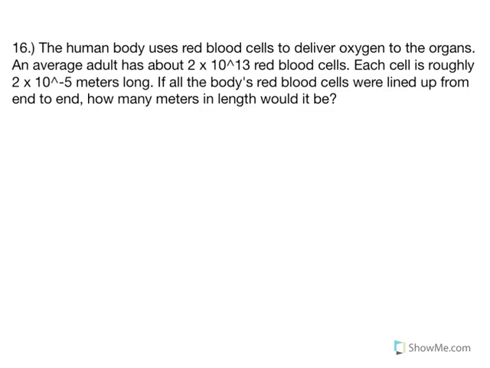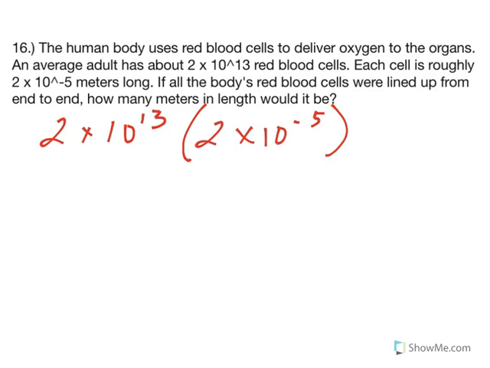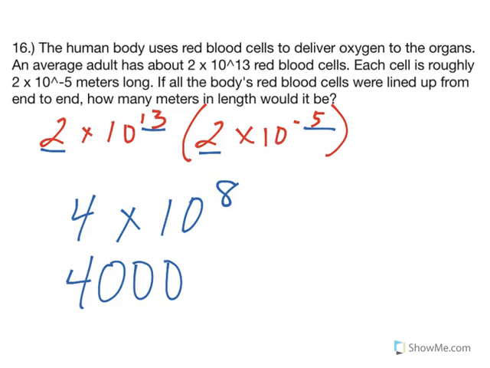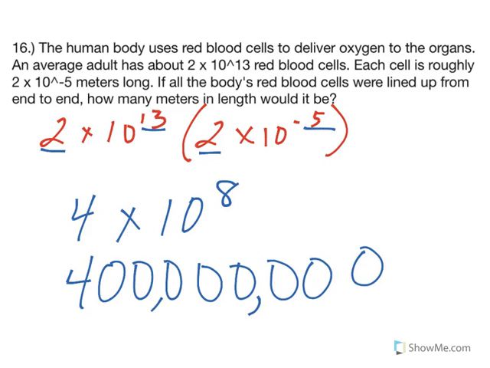Well, total length means we want to multiply. So we're going to take 2 times 10 to the 13th and multiply by 2 times 10 to the negative 5th. So 2 times 2 is 4. Add these together and I get times 10 to the 8th. And so if you make that in standard form, 1, 2, 3, 4, 5, 6, 7, 8, there's your final answer for that one.